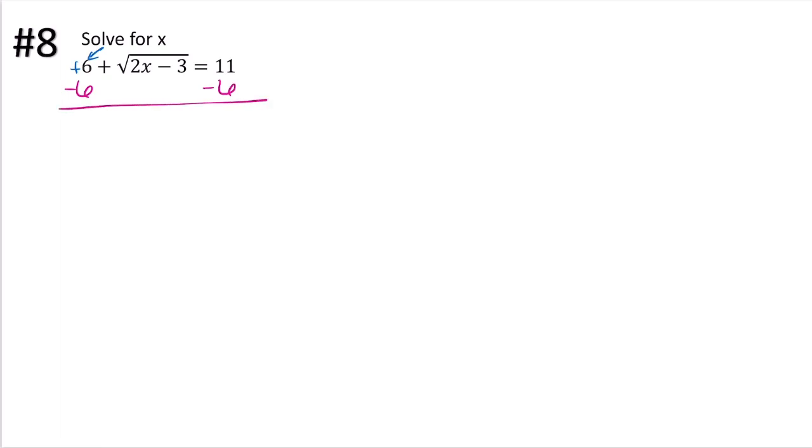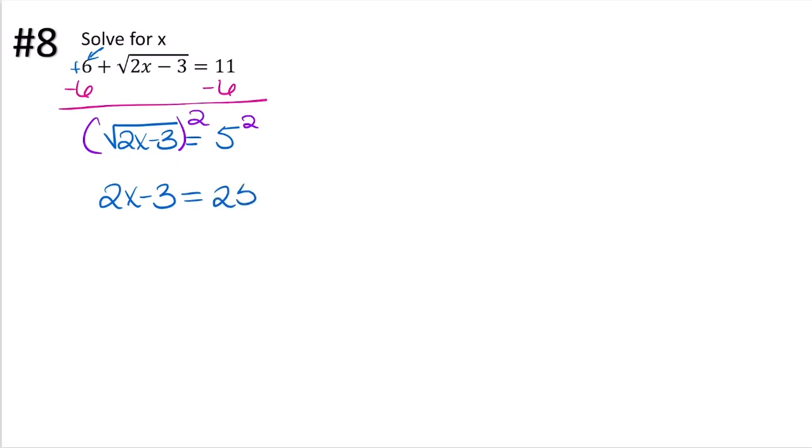So I subtract 6 from both sides, and that gives me the square root of 2x minus 3 equals 11 minus 6, which is 5. Now that the square root has been isolated, I can go ahead and square both sides. So when the square root's by itself, you can undo it by squaring both sides. And so we get 2x minus 3 equals 5 squared, which is 25.